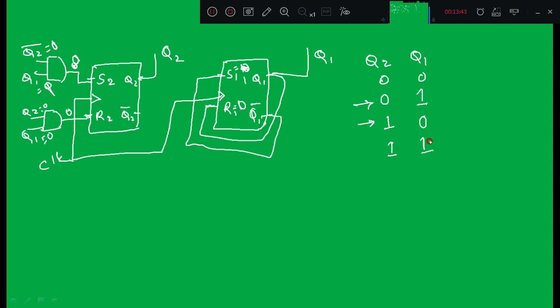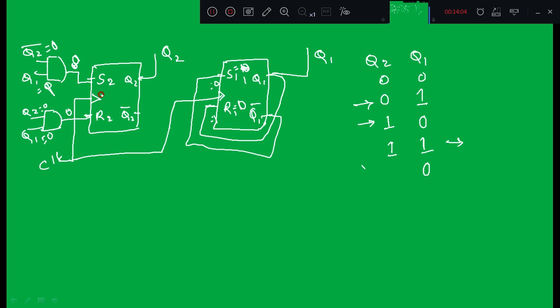So we got all 4 states. After this state, both the flip-flops should reset, right? See now, Q1 is 1, previous value of Q1 is 1, which is connected to R1. Since R1 is high and Q1 bar is 0, which is connected to S0, R1 is high, S1 is 0, that means the second flip-flop resets.